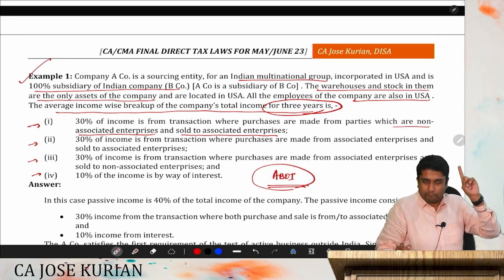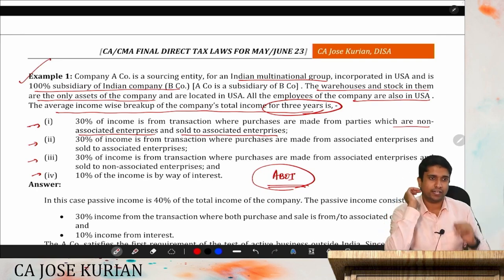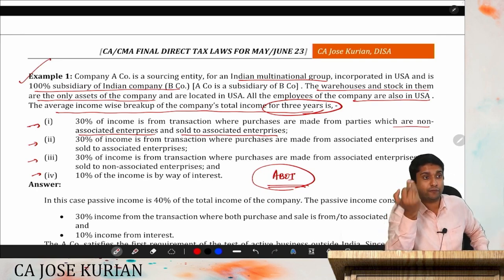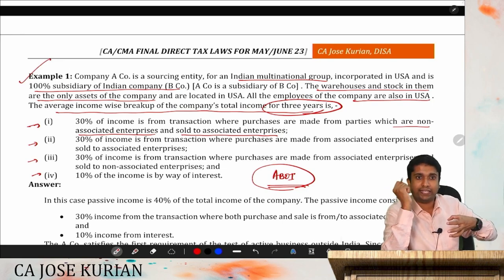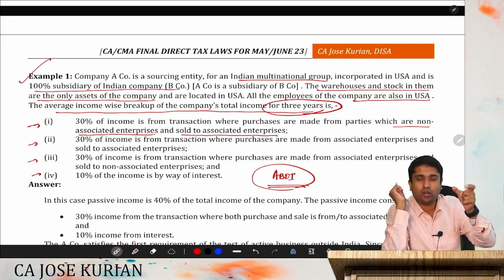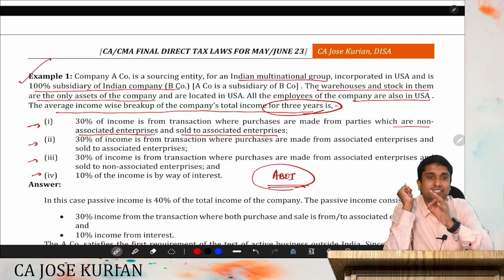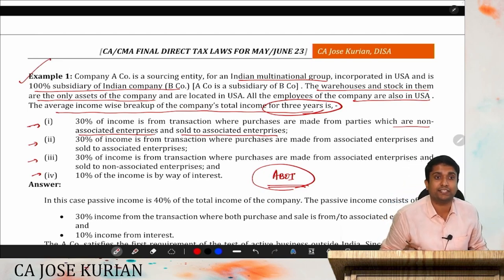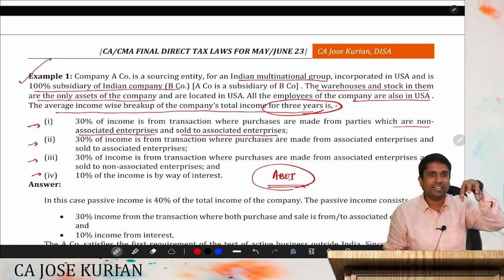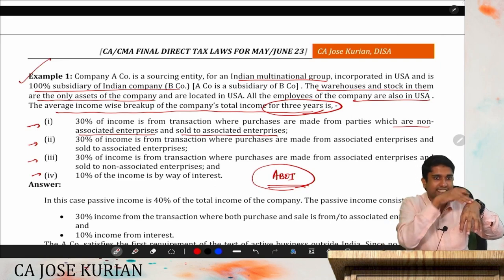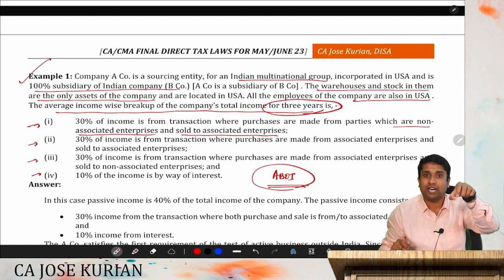Tell me, point number one says, out of their total income, 30% of income is from purchase from non-A and sold to A. Can you call that 30% passive income? Yes or no? The answer is no. You cannot call that 30% passive income. Why? For calling an income passive income, both the purchase and sale must be to or from an associated entity.